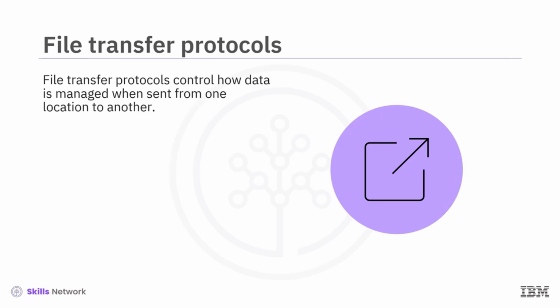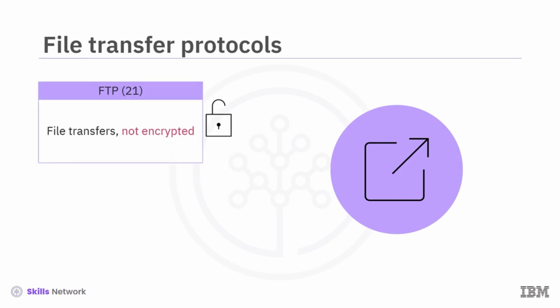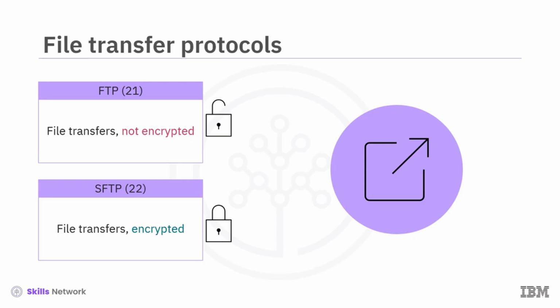File transfer protocols control how data is managed when sent from one location to another. File Transfer Protocol, or FTP, is responsible for file transfer. FTP transfers files to and from an FTP server or client. The default port for FTP is 21. And Secure File Transfer Protocol, or SFTP, is responsible for encrypted file transfer. The default port for SFTP is 22.